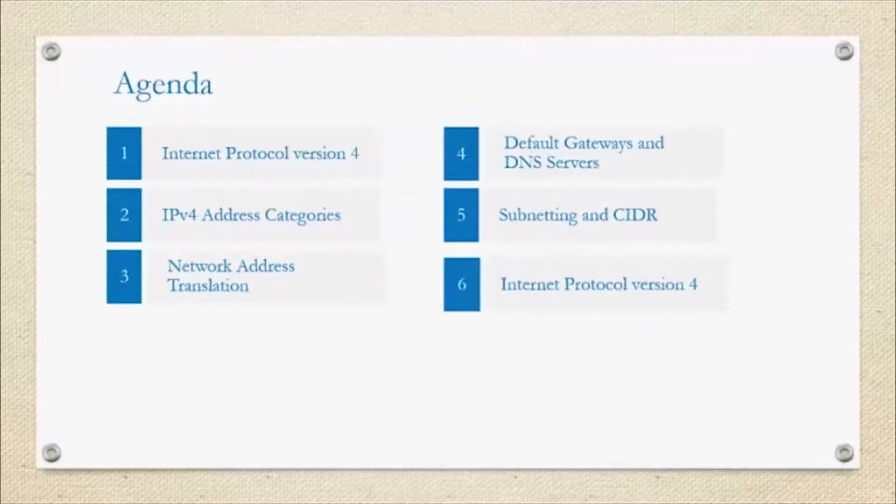Alright, so let's take a quick look at our agenda. We're going to cover several objectives. Understanding IPv4, and we're going to talk about the address and categories for the protocol. And we're going to talk about network address translation. And then we're going to move on to discuss default gateways and DNS servers. And then finally, we'll touch on subnetting and CIDR. Then lastly, we'll touch on IPv6 as a protocol. This is the ultimate, or eventual, replacement for IPv4.